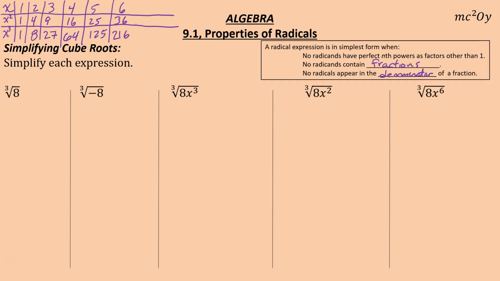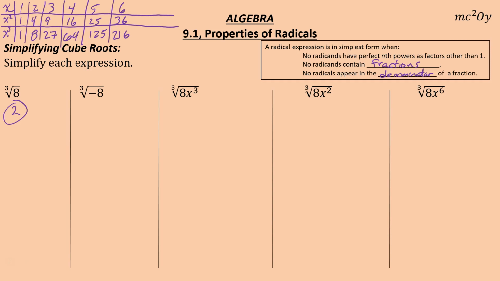So the cubed root of 8. So what number times itself 3 times makes 8? Well, notice my cubes. That is, well, 2. 2 times 2 times 2, right? Cubed root of 8 is 2.